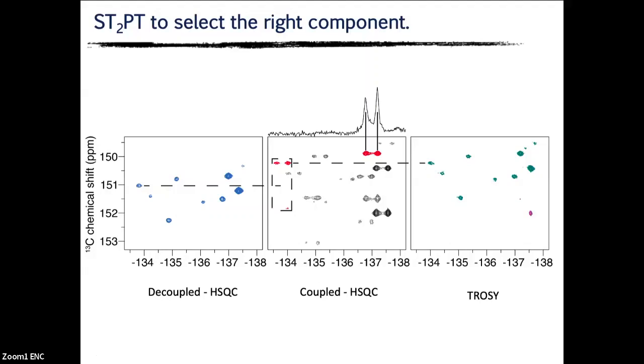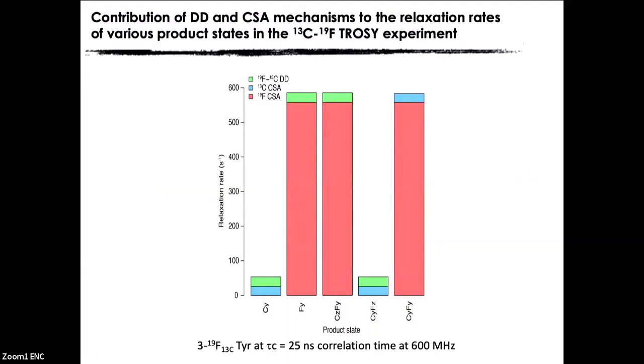Then we went back to Spinach and opened it up and looked at the transverse relaxation rate of the different coherences that you would observe in the TROSY. And then we saw that whenever fluorine is in transverse, it doesn't matter if it's a simple Fy or if it's an antiphase magnetization, the CSA just kills it. So you can see the relaxation rate, and what you see in pink is the contribution of the CSA to that.